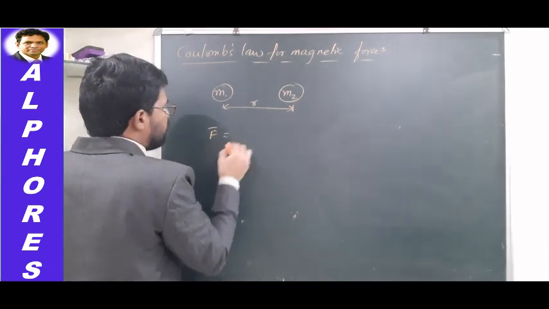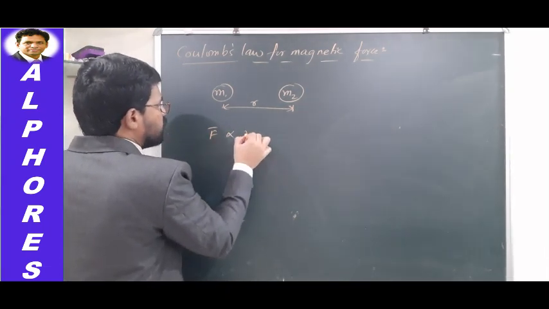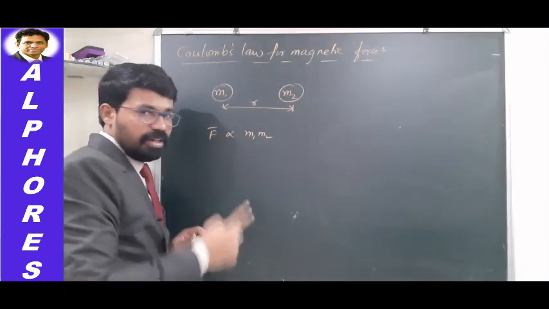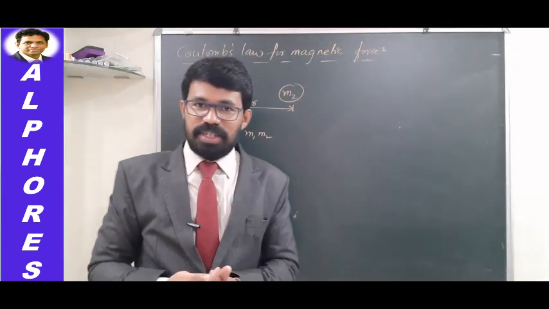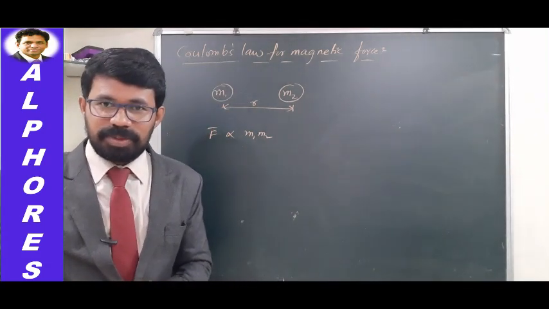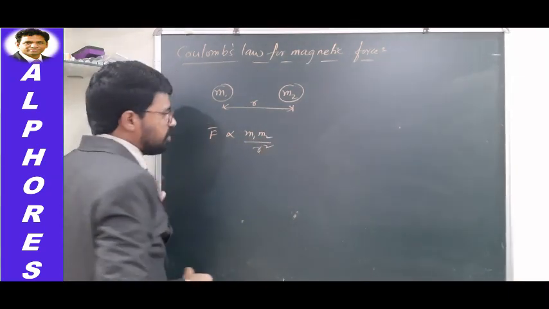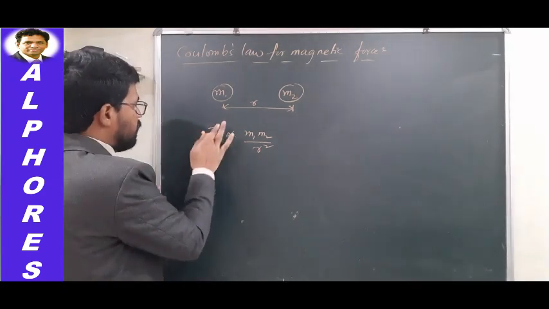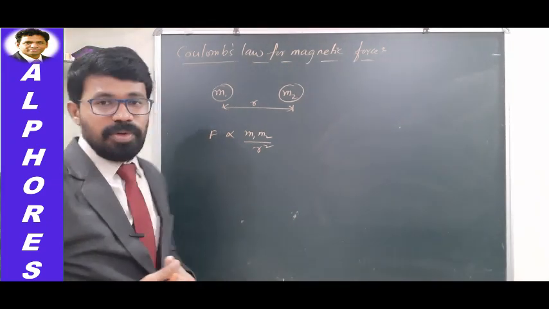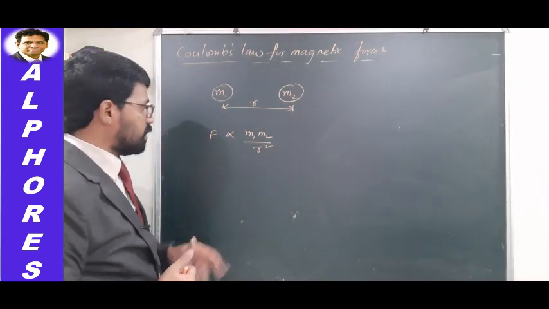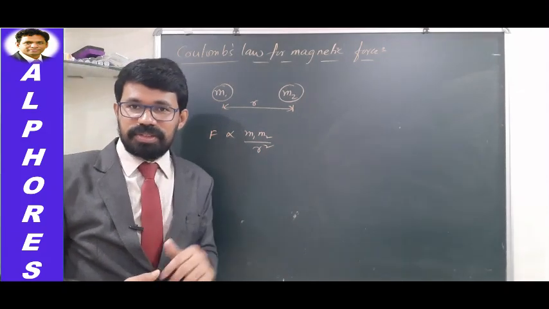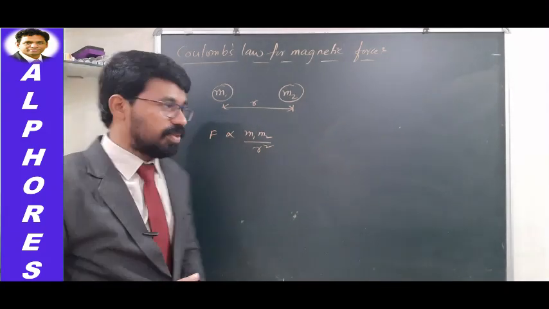F bar is directly proportional to the product of the two pole strengths. Like in electrostatics, the force of attraction or repulsion between two charges is directly proportional to their magnitudes and inversely proportional to the square of the distance of separation between them. So here also, the force between two poles is directly proportional to the product of their pole strengths and inversely proportional to the square of the separation between those two poles.